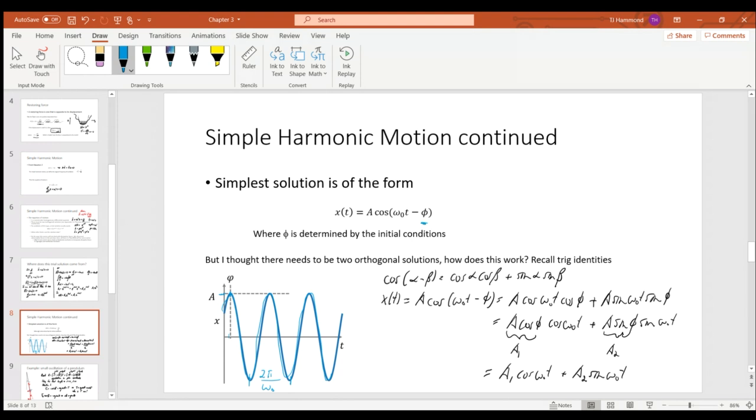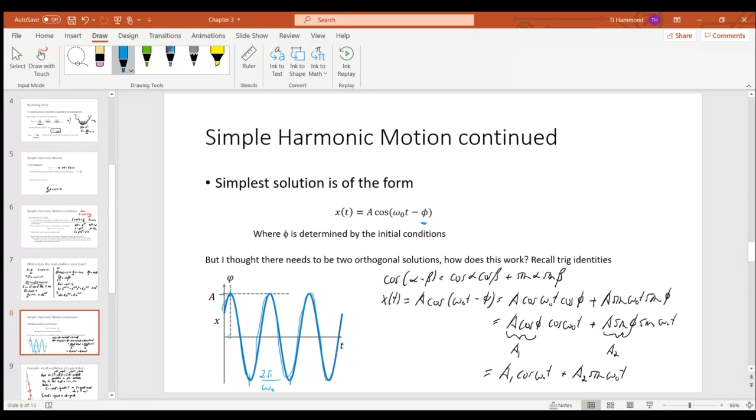And so you say, oh, wait, but you had just emphasized that this has to have two orthogonal solutions. How do we get two orthogonal solutions from something that obviously only has one solution? Well, if you remember your trig identity, you have cos of alpha minus beta is equal to cos alpha cos beta plus sine alpha sine beta.